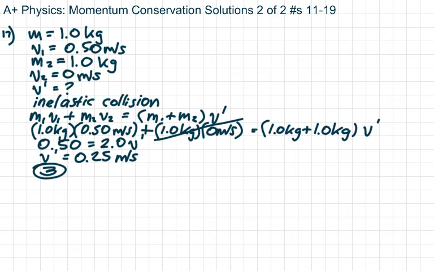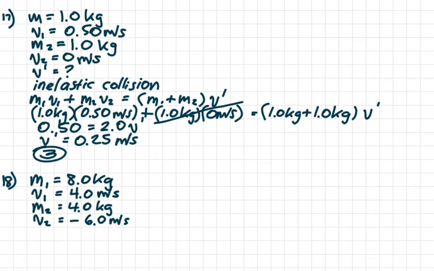Let's take a look at 18, and 18 is not an inelastic collision, it's an elastic collision. They bounce off of each other, and they're moving in different directions, so one of those velocities has to be negative. Let's take a look. All right, here's our pre-collision numbers. We have the masses, and the first guy, the 8 kilogram car, is going 4 meters per second, and then the 4 kilogram car is going 6 meters per second to the left, so I made it negative.